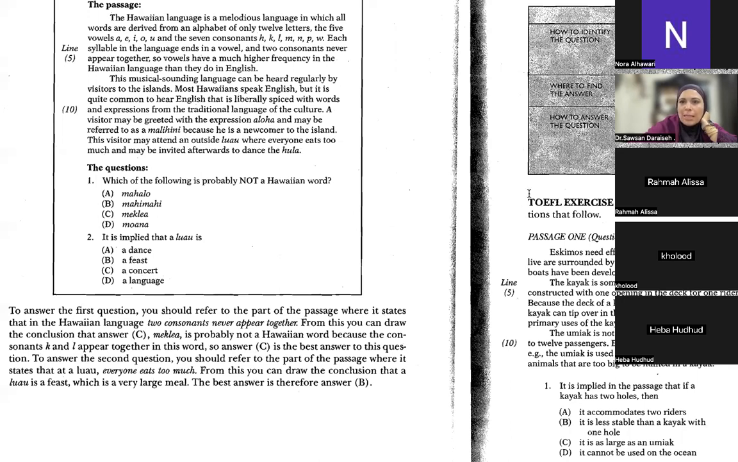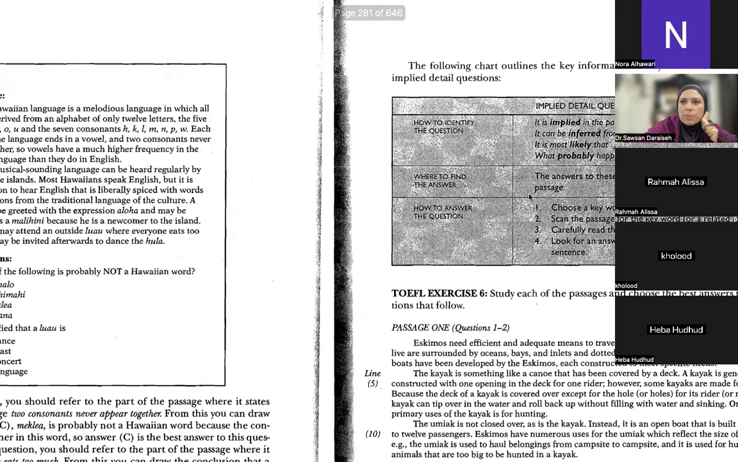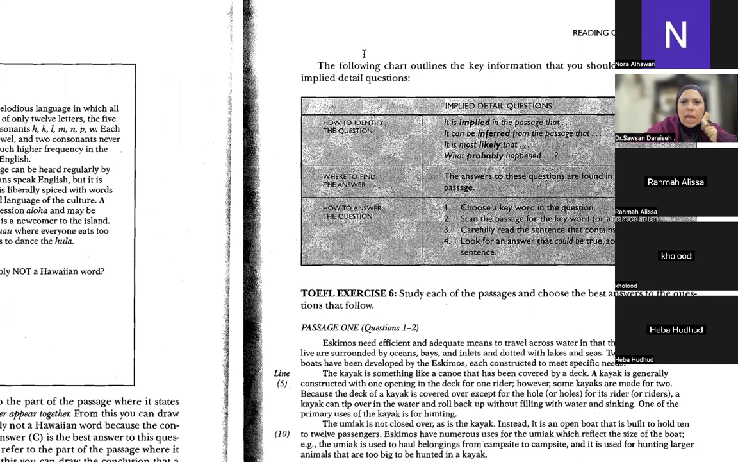We want to take a look at this page now. So we have a chart as usual, and we have to remember these pieces of information. How to identify the question? How do we know that the question is an implied question? It's not stated there. It is implied in the passage. The question starts by saying it is implied in the passage that it can be inferred. The word inferred also tells you that, okay? From the passage, it is most likely that, what probably happened, okay?